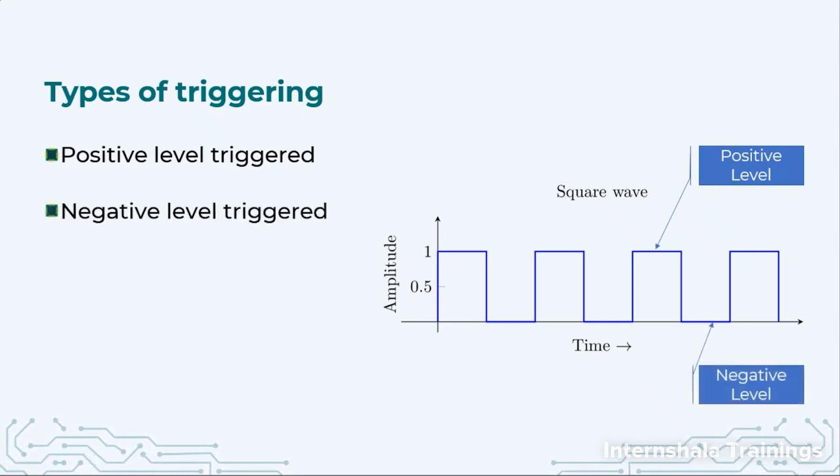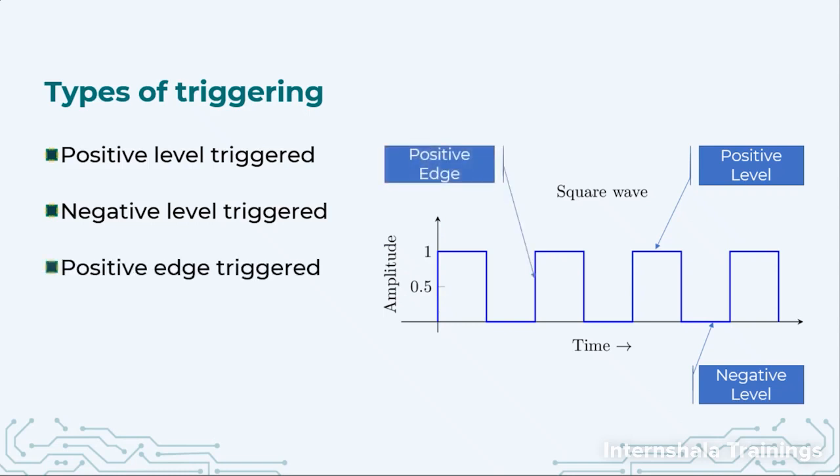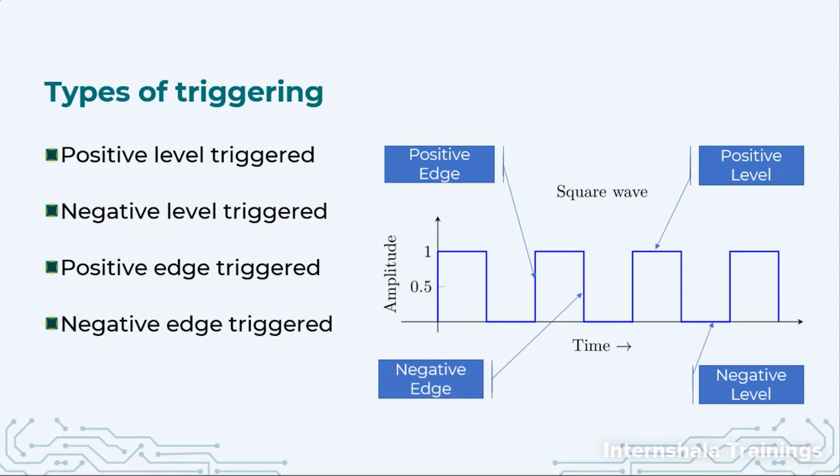We can also trigger or calculate the output when the value of clock is 0, and these circuits are called negative level triggered. Now, instead of calculating the output at the level 0 or 1, we can also calculate at the edges when the values are changing from 0 to 1 or 1 to 0. If we are triggering at the rising edge, that means we are going from 0 to 1, it is called positive edge triggered. And if we are triggering at the negative edge, that means when the value is shifting from 1 to 0, then the circuits are called negative edge triggered circuits.